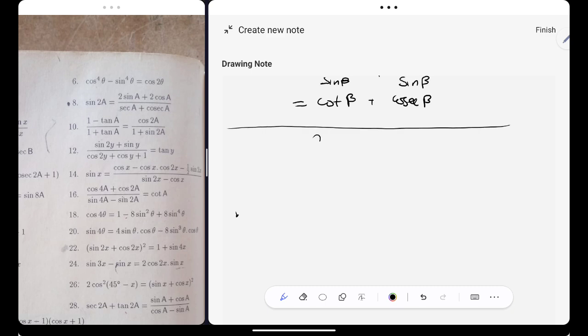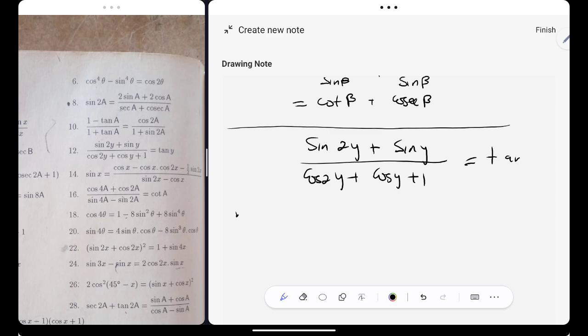Okay, now I have to show that (sine 2y plus sine y) over (cos 2y plus cos y plus 1) is equal to tan y, right? This entire thing should be equal to tan y. Okay, the left hand side is the most complicated side.